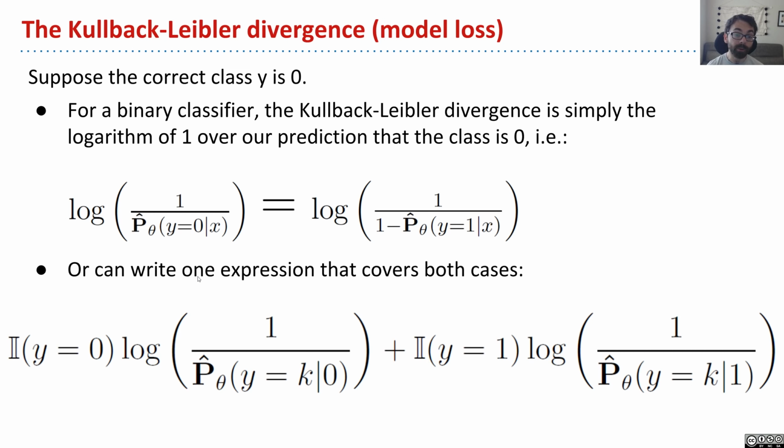We could also give one single expression that covers both cases, where we say the total loss for a given data point is, well, we have an indicator function. If the actual class is 0, then we use this expression. Otherwise, if the actual class is 1, we use this expression. And this indicator function allows us to take those two cases and combine them into one single sum.